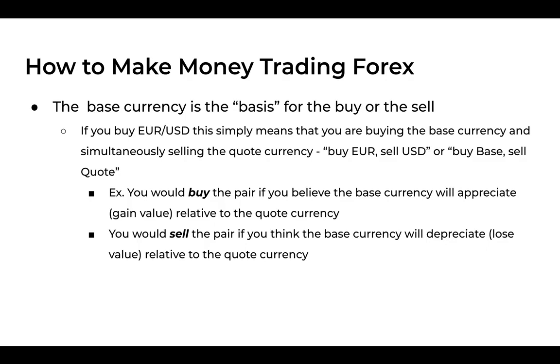So if you buy Euro USD, this simply means that you are buying the base currency and simultaneously selling the quote currency. So buy Euro, sell USD, or buy base, sell quote, or sell base, buy quote. So you just flip those, but you're always deciding for the most part based on the base currency. You would buy the pair if you believe the base currency will appreciate, gain value relative to the quote currency, and you would sell the pair if you think the base currency will depreciate or lose value relative to the quote currency.